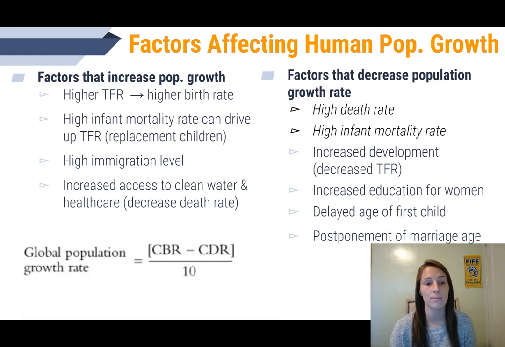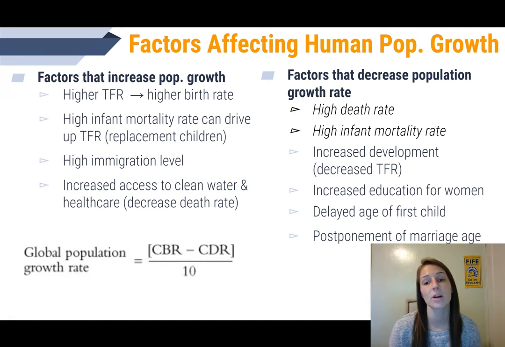Another thing that can increase population growth is going to be high immigration levels. Additionally, increased access to clean water and healthcare tends to decrease death rates, which I went into in depth in our 3.7 notes. So you can revisit that if you aren't quite sure why clean water and healthcare will impact death rate.